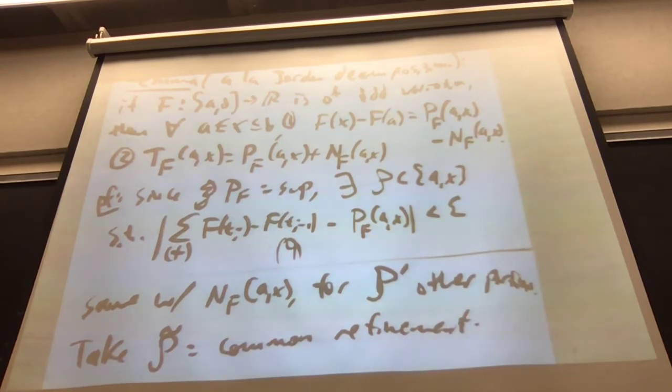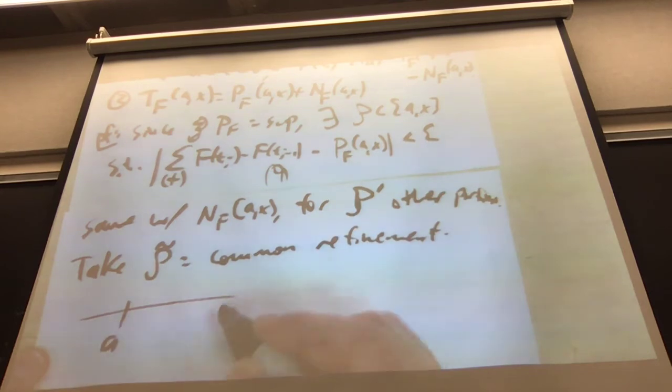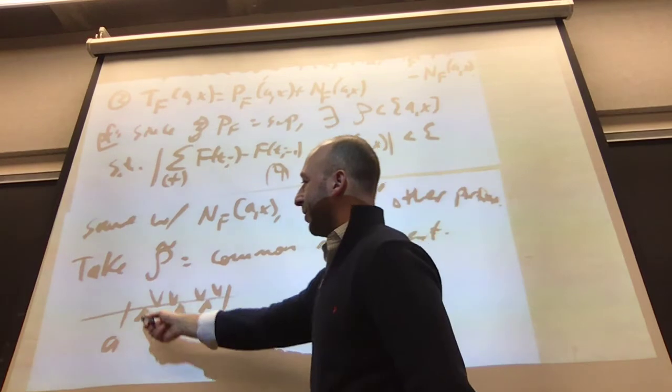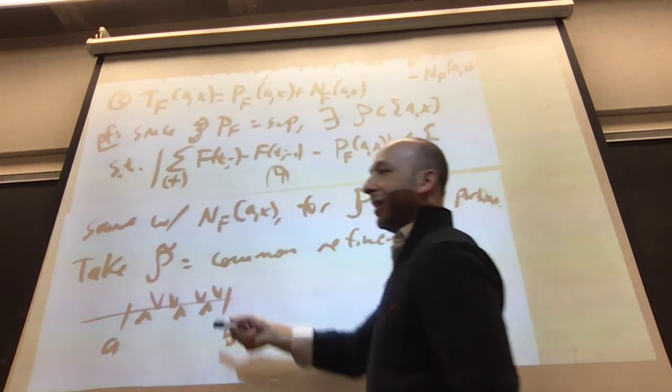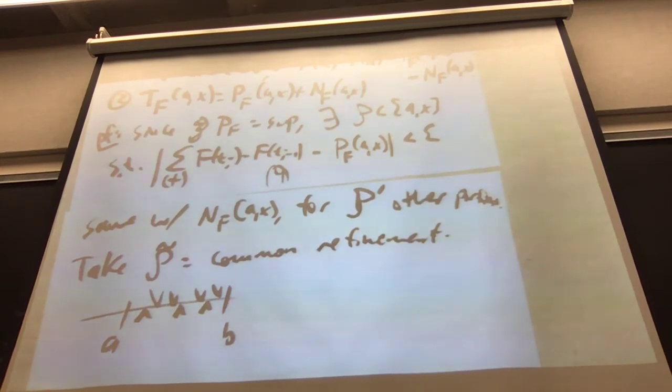Does everybody know what I mean by that? If this is A to B, and here's one partition, and here's another partition, just take all of them. Okay? So if this is the one partition, and this is the other partition, just take everywhere where there's a check, that's your new partition.